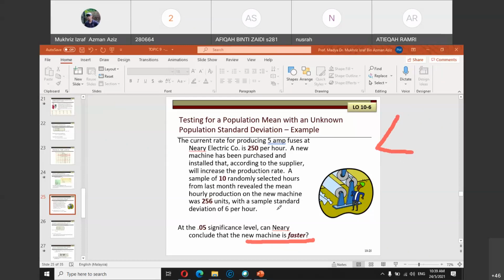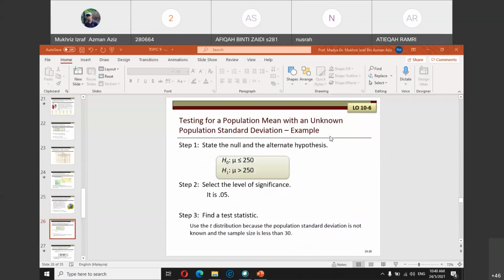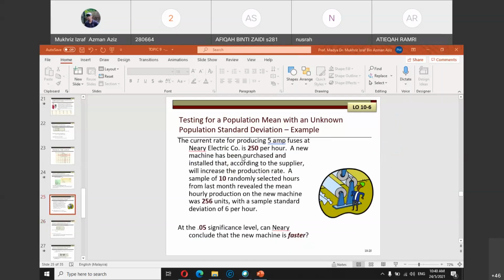Bigger, yes, higher than, the value has increased. But in this particular example, what they measure is in terms of time. 250 per hour. Now it is the new machine. Wait, is it in time or quantity? Oh, okay. Sorry, my mistake. So now basically what you are testing is the value now has increased. You can see it clearly here from the history or previous information, which is 250.